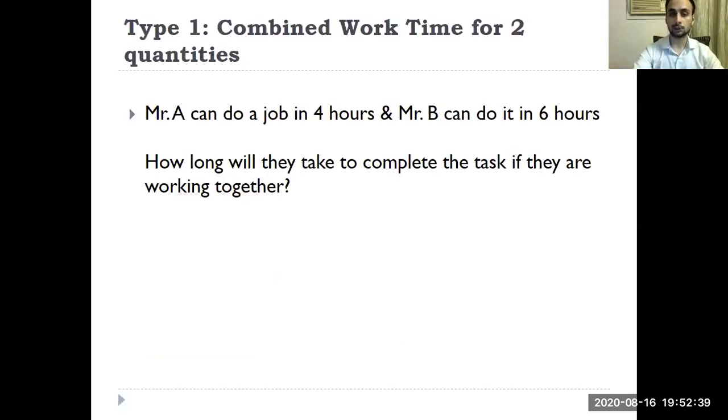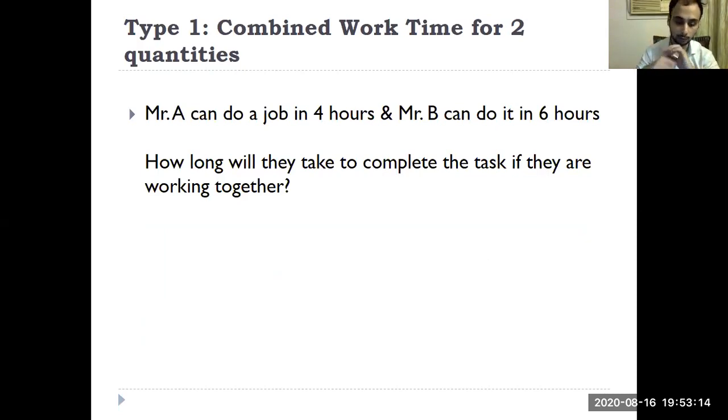The first type of question is finding a combined work time for two quantities. अब इधर हो क्या रहा होता है? Imagine two friends, दो दोस्त हैं, दोनों दोस्त जो हैं उन्होंने अपना अपना कमरा साफ करना है. Imagine करें दोनों कमरा बिल्कुल एक जैसा है, identical rooms. So Mr. A, which is the first friend, can clean his room in 4 hours, and Mr. B can clean his room in 6 hours. Now, this is the time that they both take individually to clean up their rooms. What if they both start working together and clean up one room?